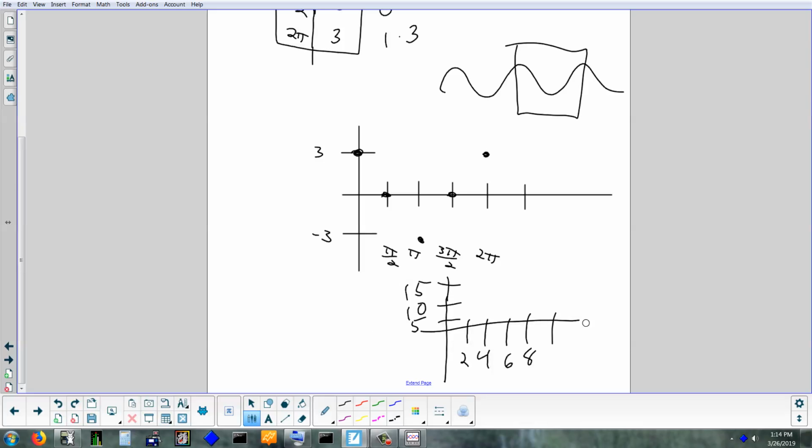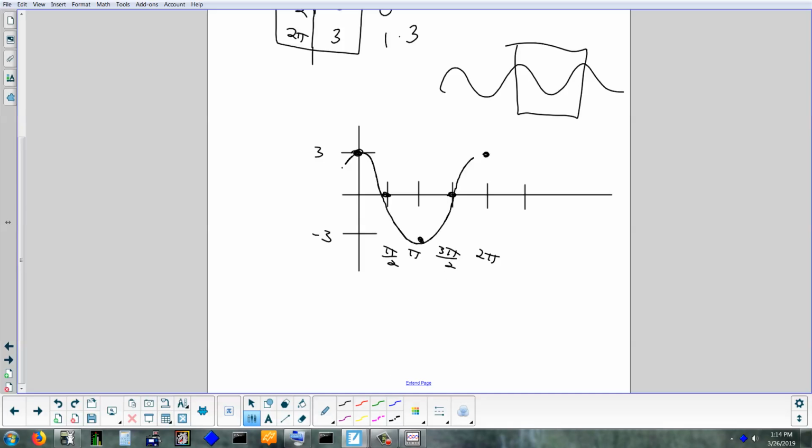So on the x-axis here, if you wanted to think of it in degrees, that's 0, 90, 180, 270, 360. I'm going by 90s. On the y-axis, I'm going by 3s. And there's your graph. Okay, any questions on that?